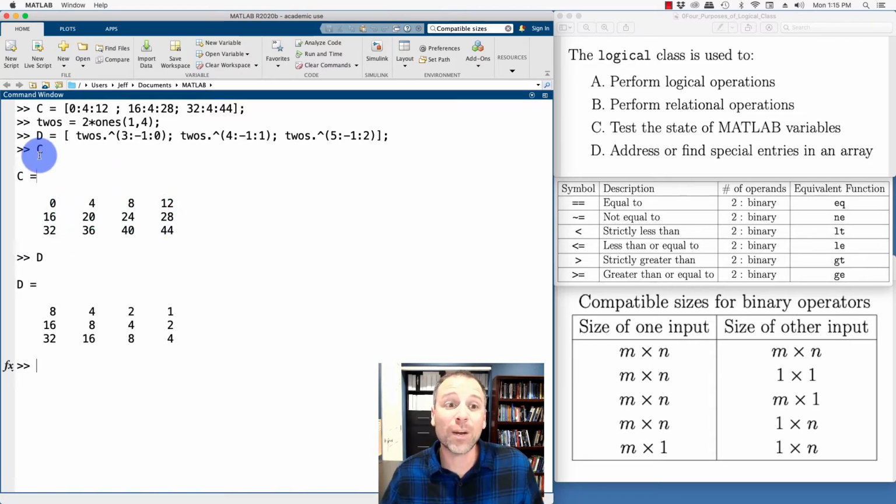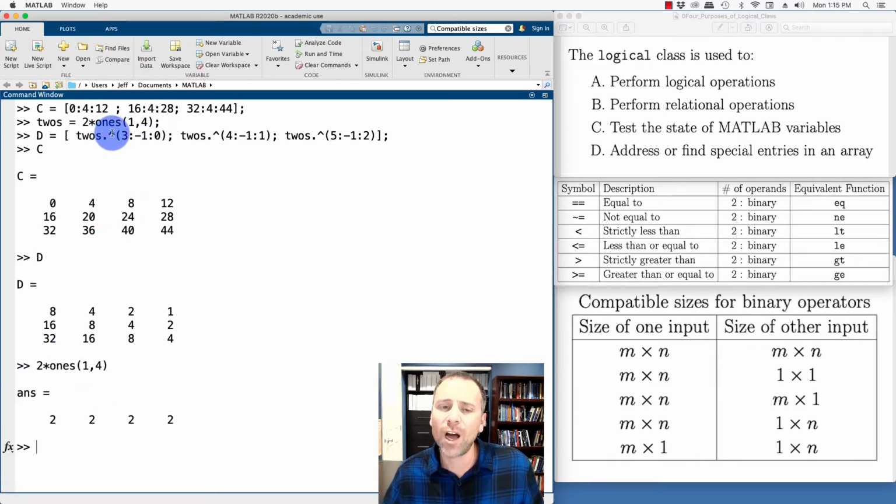Let's see if we can understand what's going on with D. Notice that this matrix goes 8, 4, 2, 1. Next row is 16, 8, 4, 2. Next row is 32, 16, 8, 4. So these are really powers of 2, but in increasing orders. Here, the vector 2's is a 1-by-4 row vector with all 2's in it. Indeed, if we go ahead and run that code, we see 2, 2, 2, 2.